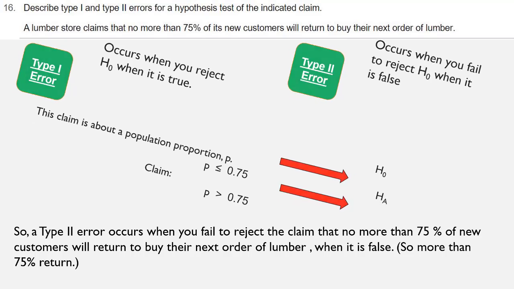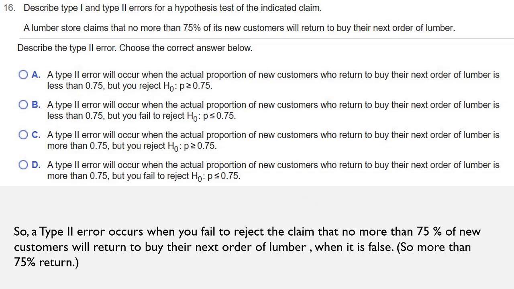So for us, which choice is that going to be? Well, here, that's going to be choice D. A type 2 error occurs when the actual proportion of new customers who return to buy their next order is more than 0.75, but we failed to reject that claim.